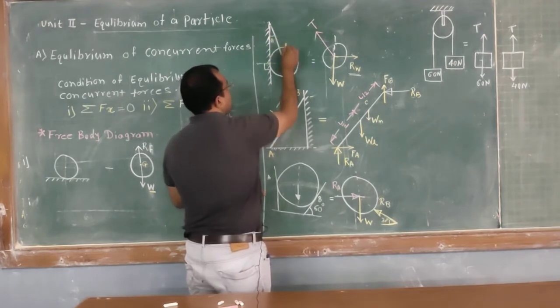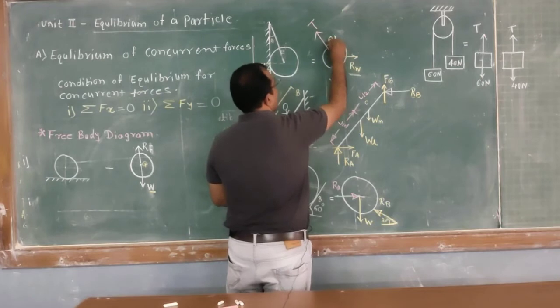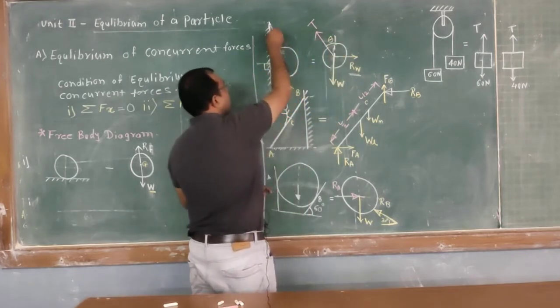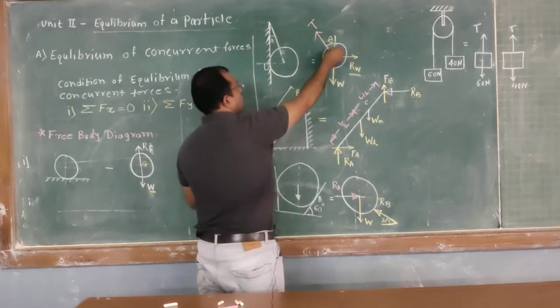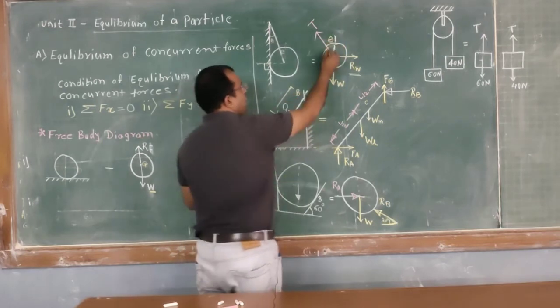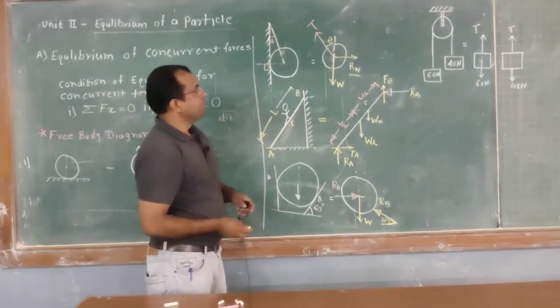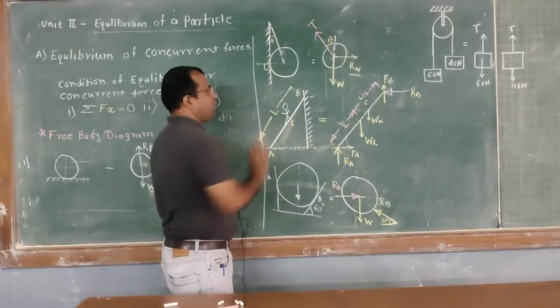So what is this angle? This angle is theta. If the angle made by the string with the wall is theta, then the angle made by the string with respect to the vertical we can show is theta, or either this angle is 90 minus theta. Okay, so this is another example of a free body diagram.